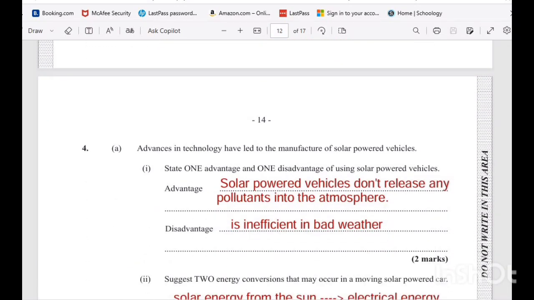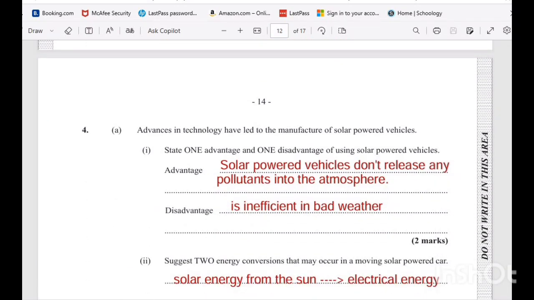Good. Now, question 4 says advances in technology have led to the manufacture of solar-powered vehicles. State one advantage and one disadvantage of using solar-powered vehicles. So, an advantage: solar-powered vehicles don't release any pollutants to the environment or the atmosphere. So that's a plus. And the disadvantage now is it is inefficient in bad weather.